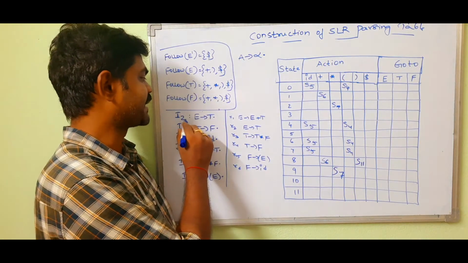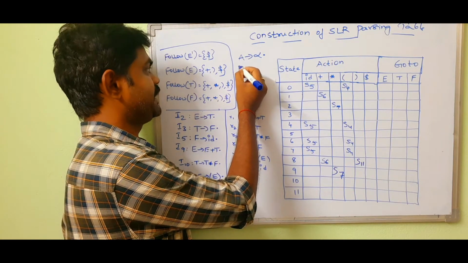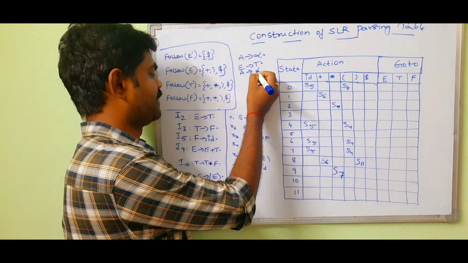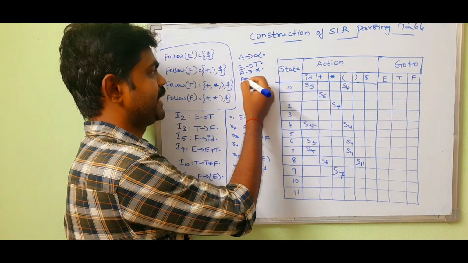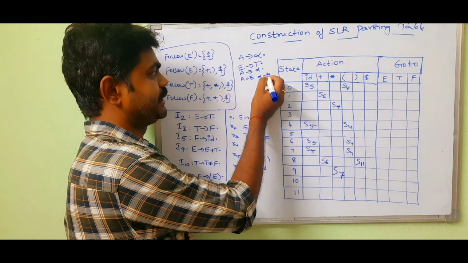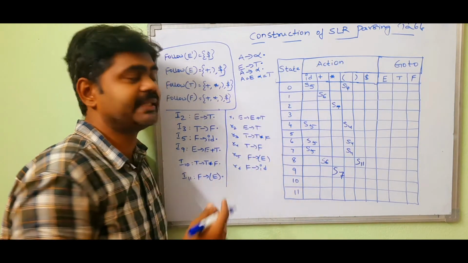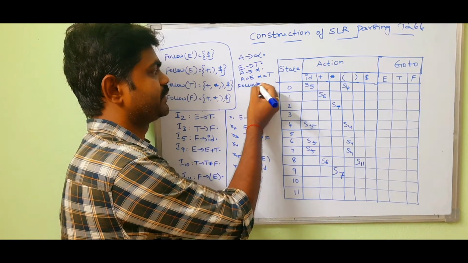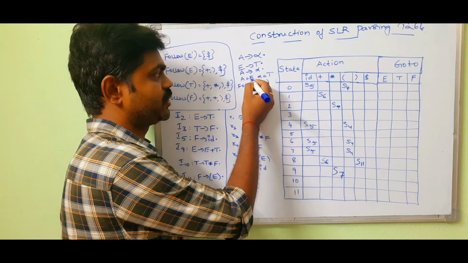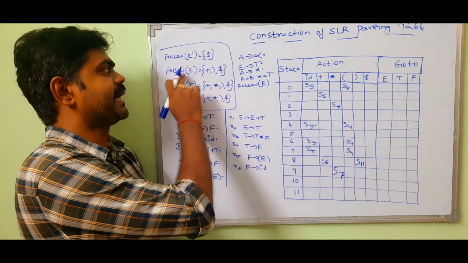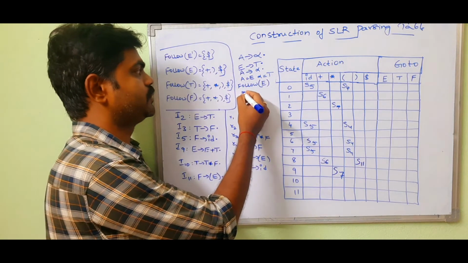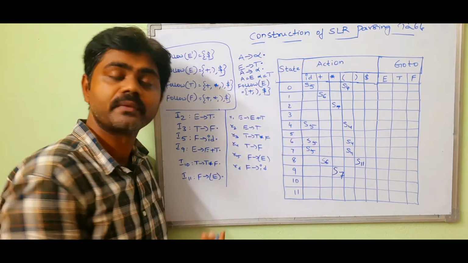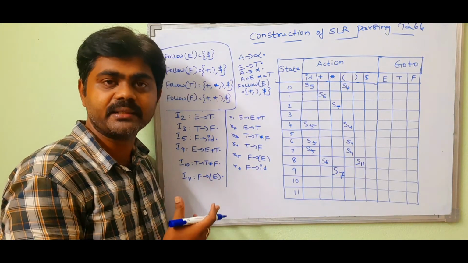So the first one, let us take I2: E tends to T dot. Substitute with A tends to alpha dot, so A equal to E, alpha equal to T. So we said follow of A, which means follow of E. We already calculated that, right? Follow of E equal to plus, right parenthesis, dollar. So what should we write here?